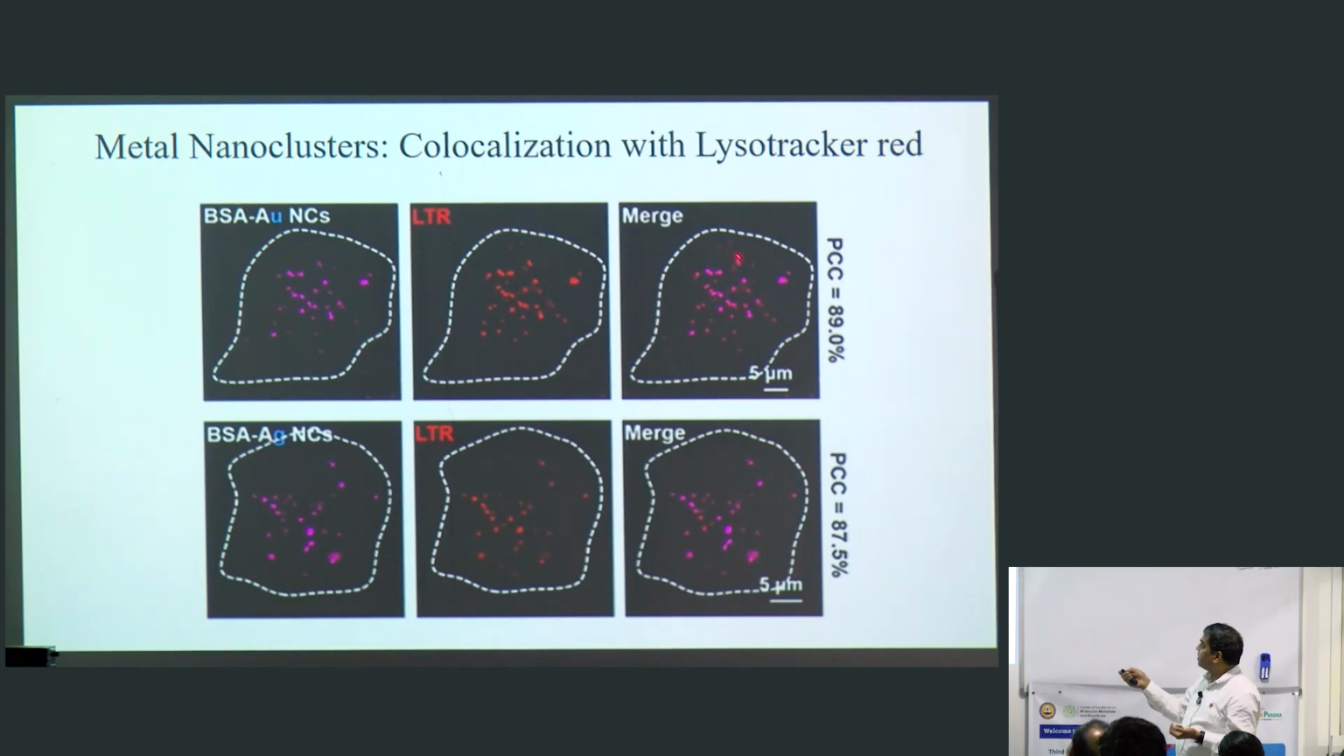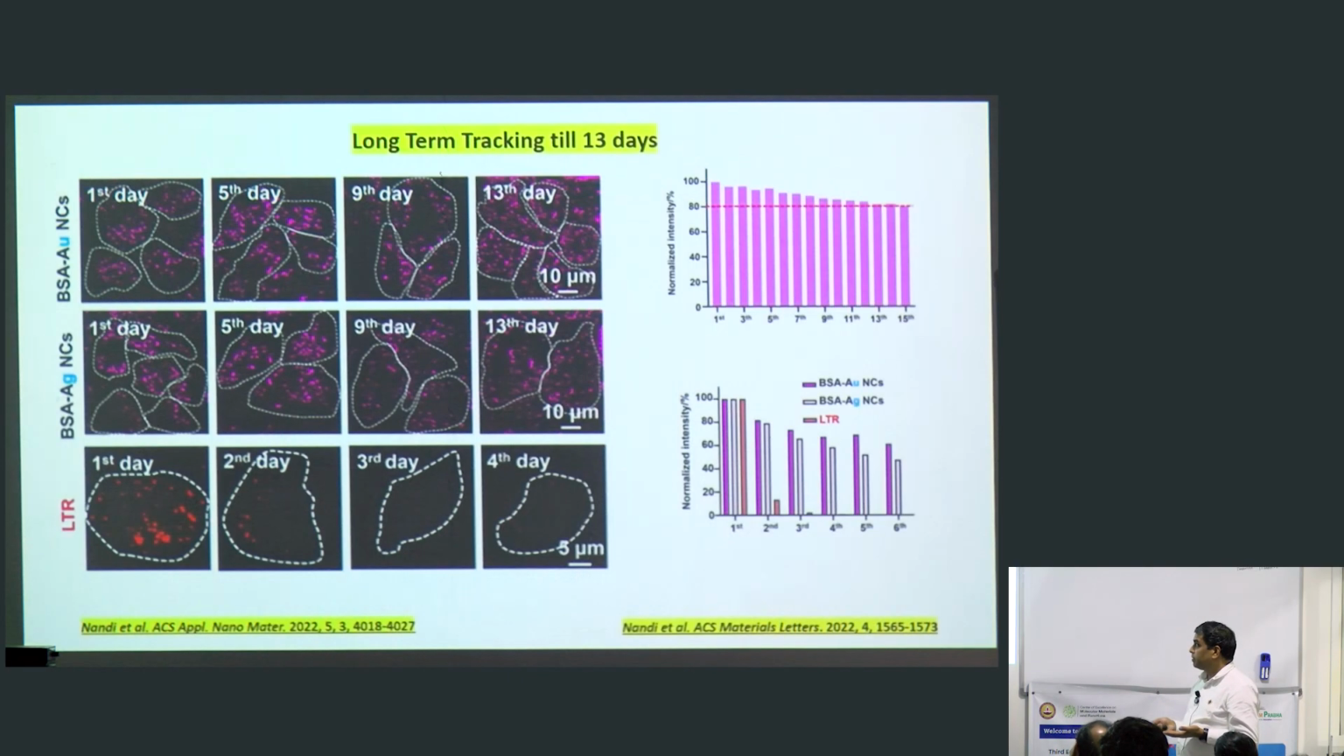So you can see there is a very nice co-localization with a Pearson correlation coefficient, which measures basically how close they are with each other. That is basically 89%, which is quite high. Normally, if you have 70% or 0.7, we can tell that they are co-localized. But here you can see it is highly co-localized in both the cases, Au and Ag, right?